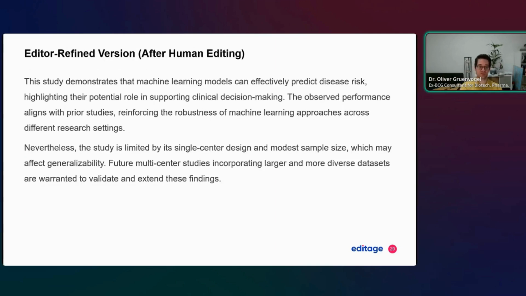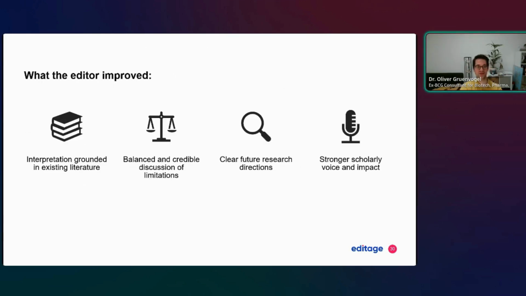So again, a professional editor refined that as well. And with this, I think we can all agree that there's quite some improvements. The interpretation is now much more grounded in the existing literature. There's balanced and credible discussion of the limitations of the study as well. There's a look to the future. What are future research directions after this? And again, the tone and the voice is very different. It's really this academic, scholarly tone that is common in academic writing.